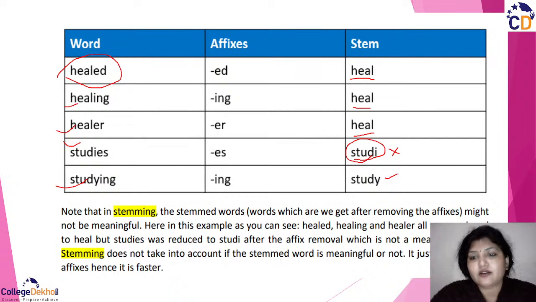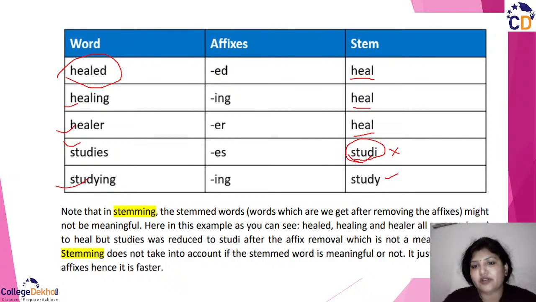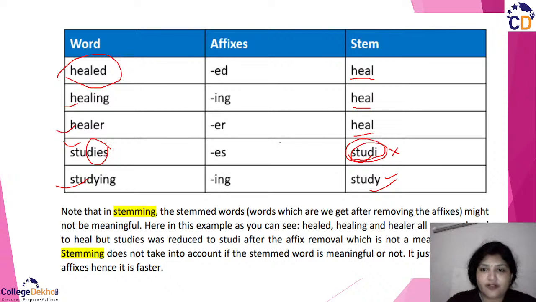So let us understand the other words. What are the different types of stemming we have? What are the different stemmers we have? Here you can see the example: healed, healing, healer were all reduced to heal, and studies was reduced to studi, which is not a meaningful word. Have you ever encountered this word studi? No. So if we remove the affixes part, the word that is fetched is studi, which is not a meaningful word, right? So this is the main disadvantage, I would say.